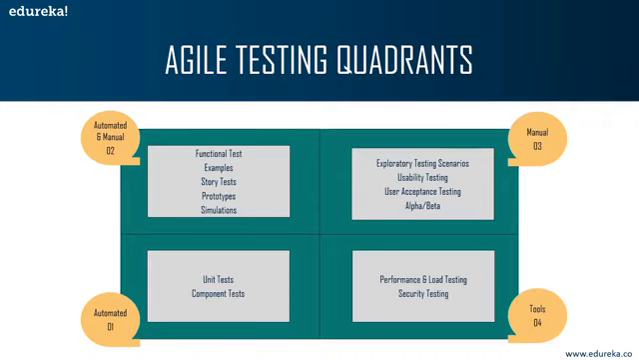Now, for the first quadrant, that is the agile quadrant 1, the internal code quality is the main focus in this quadrant. It consists of test cases which are technologically driven and are implemented to support them. So it basically includes the unit tests and the component tests. So here we have the various unit tests and component tests. And also this is the automated quadrant.